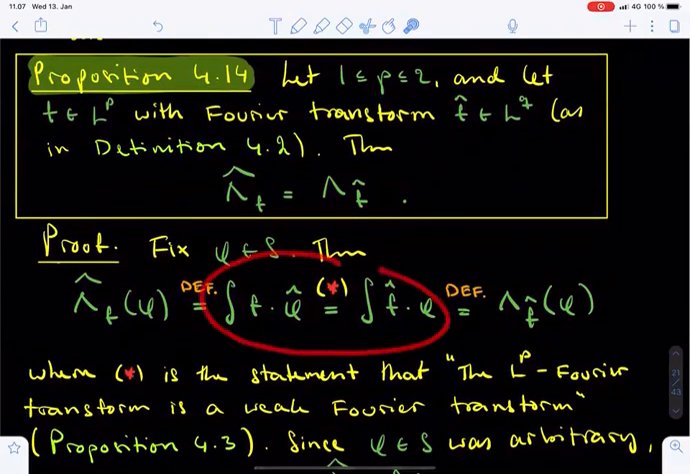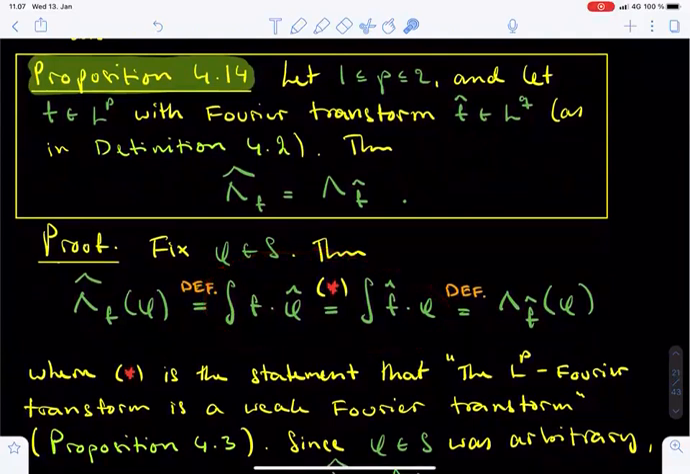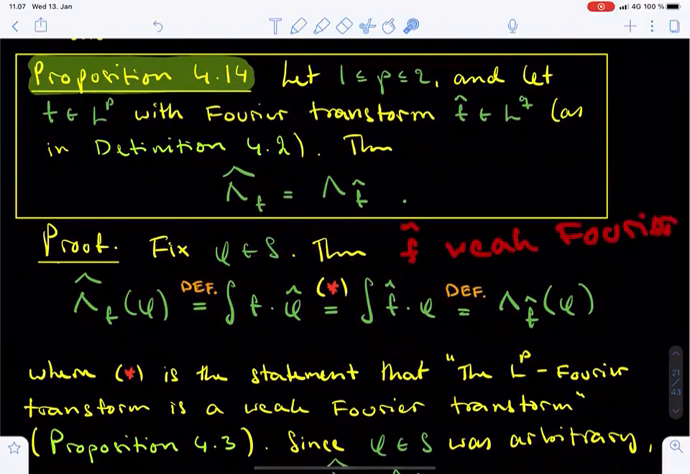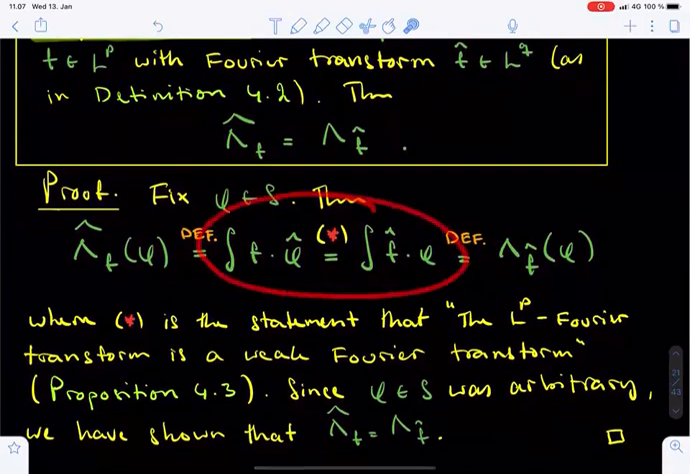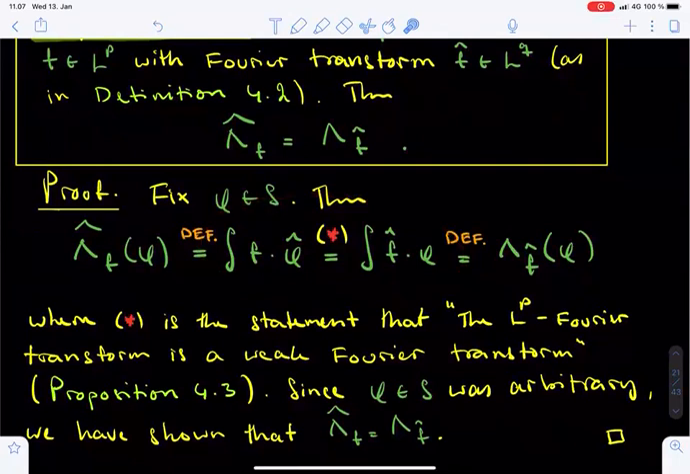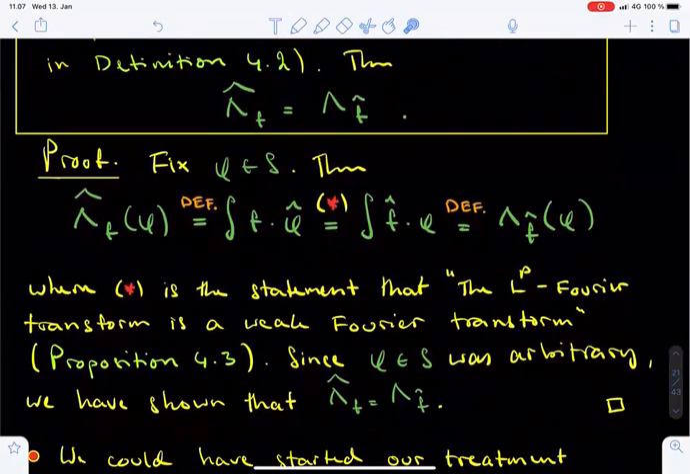It is based on the observation, which has had many incarnations on this course, that the Fourier transform of first an L1 function and then an L2 function, and in general an LP function when p is between 1 and 2, is also a weak Fourier transform. This was most recently recorded in proposition 4.3. In the current context, this proposition states that if phi is a Schwarz function, then the integral of f times hat phi equals the integral of hat f times phi. This equation is really all that is needed to prove proposition 4.14.